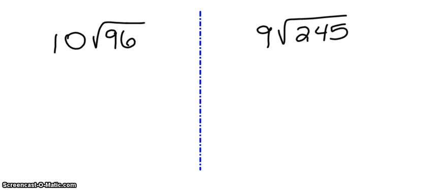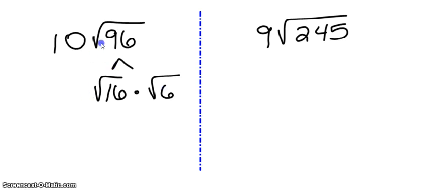Okay, in our next two problems, the only difference is that there's a number multiplying our radical out front. Our goal is still going to be to simplify our radical first. So we're looking for the biggest perfect square that can be divided into 96. In this case, again, it is 16. Root 16 times root 6 would equal my 96 again.